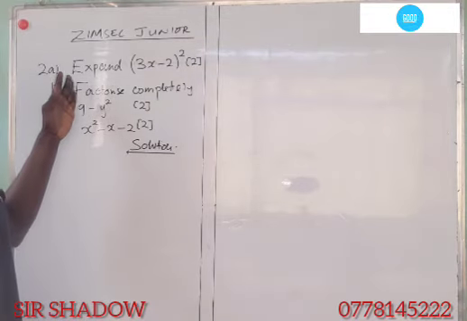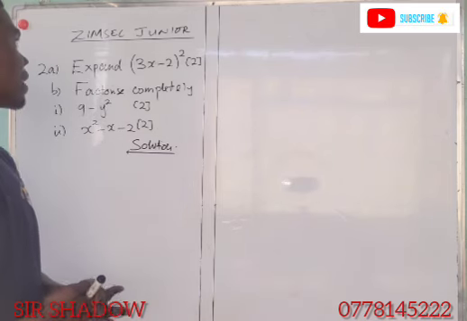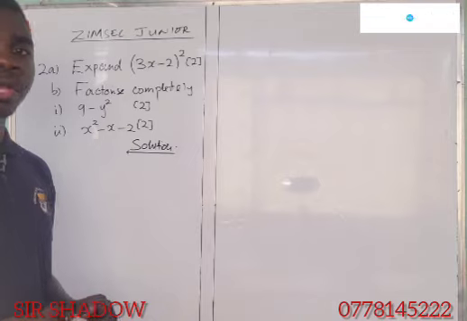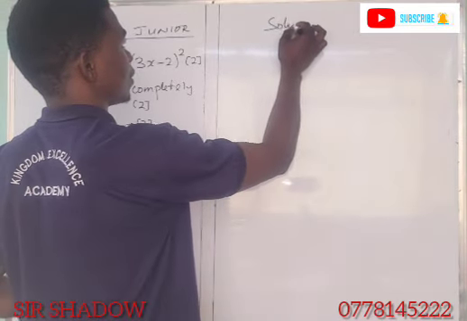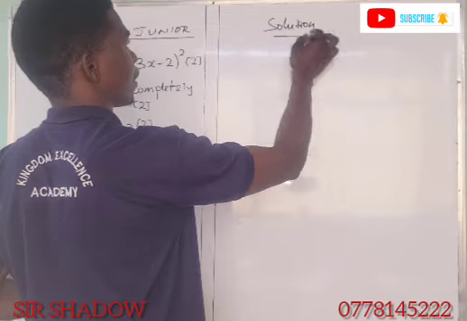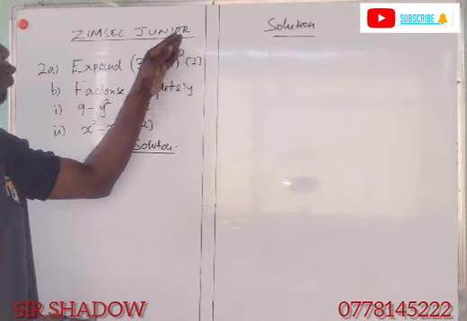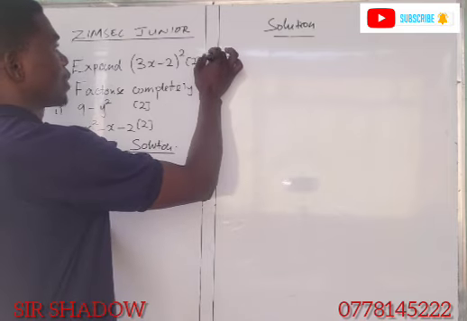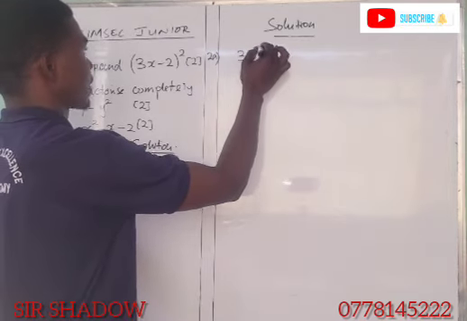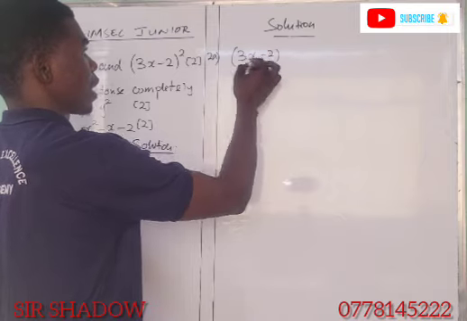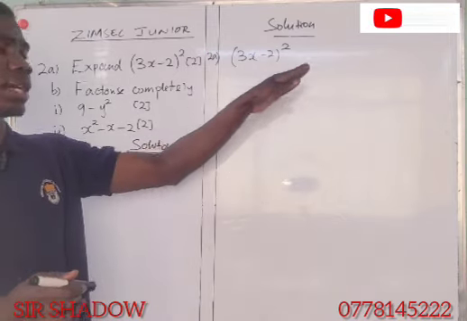So we want to attack the first question, which is question 2A, which says expand 3x minus 2 whole squared. So we want to see how to expand 3x minus 2 whole squared, which is question 2A. We want to expand 3x minus 2 whole squared, right?